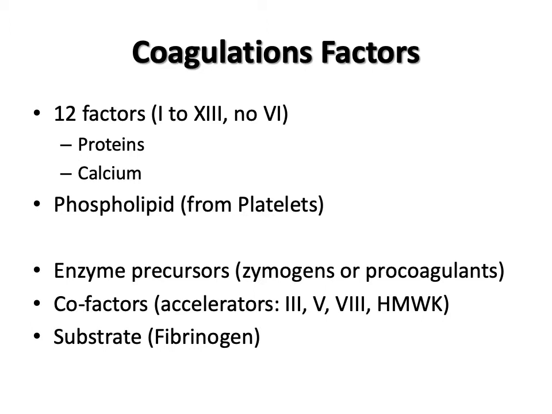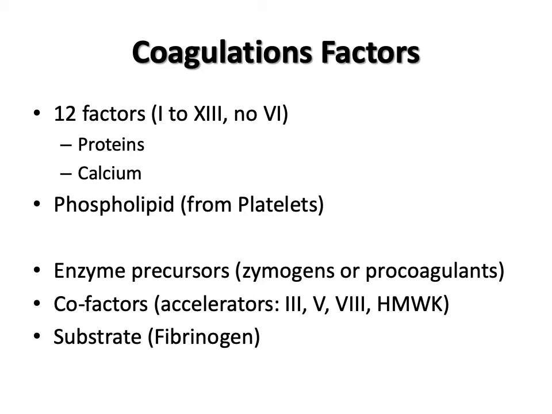There are also other substances that are required for coagulation to occur, such as phospholipids, which come from platelets. Many of the coagulation factors exist in circulation as inactive enzyme precursors called zymogens, or procoagulants, while others function as cofactors. As you are looking at the slide, you will undoubtedly notice that 4 cofactors, or accelerators, are listed: Factor 3, Factor 5, Factor 8, and HMWK.